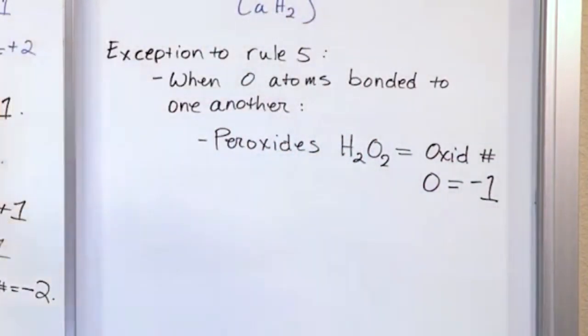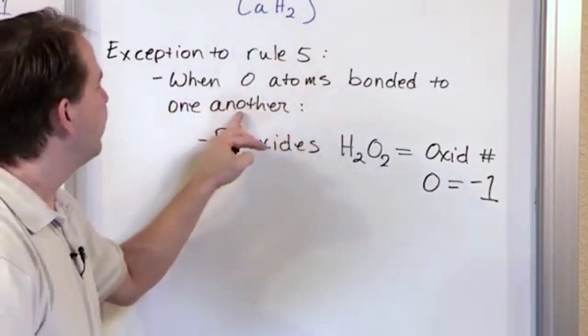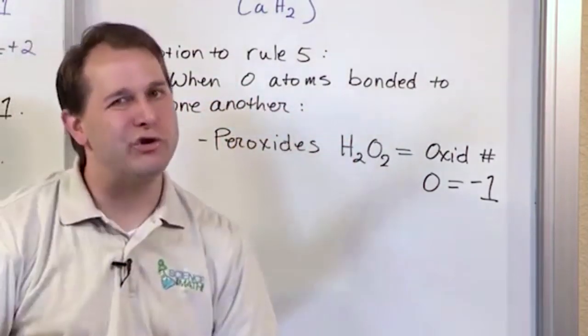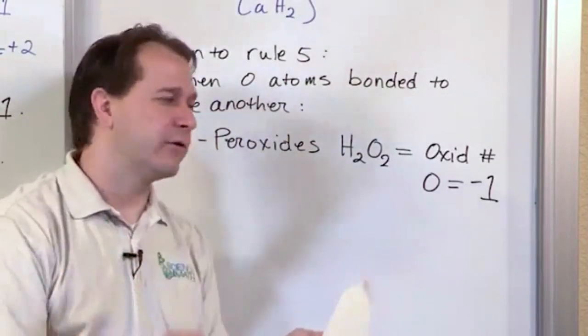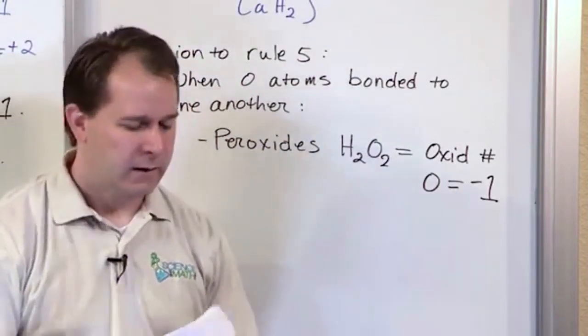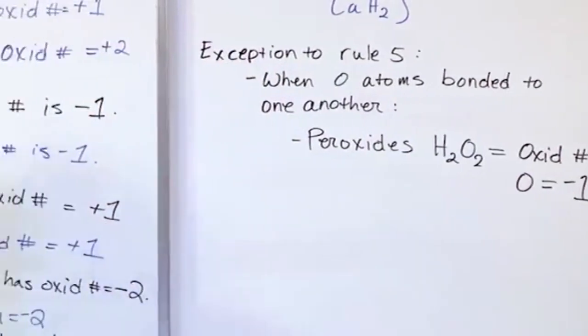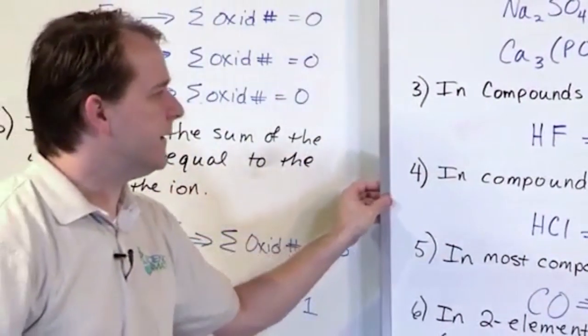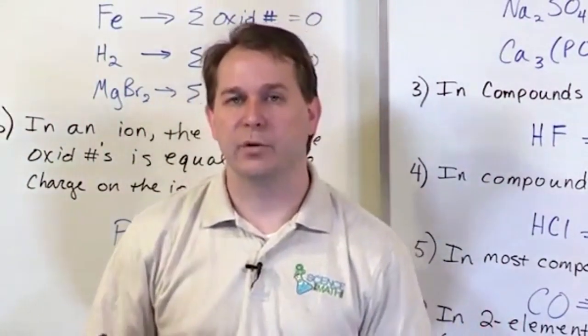So if you follow the rule blindly, it says most compounds, oxygen has an oxidation number of -2. But we're giving you an exception to that. When oxygen atoms are bonded to themselves, so here you have H2O2, you have 2 oxygen atoms attached inside of another compound. In that case, the oxidation number is going to end up being -1. So here we have all of the rules needed to figure out the oxidation number of elements and atoms in a compound or an ion.